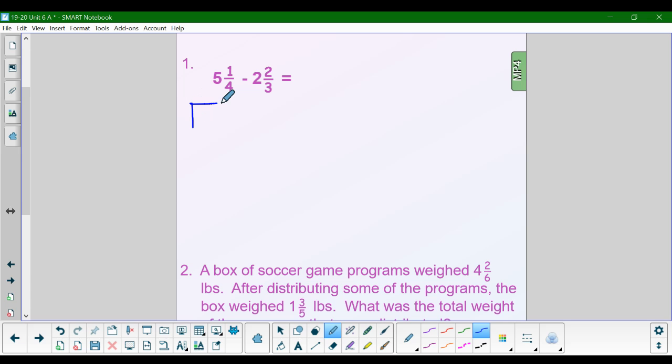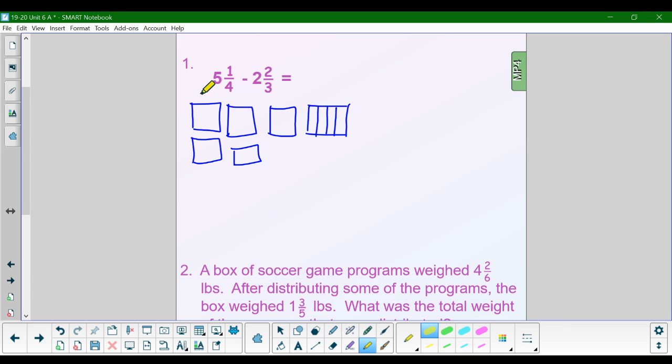So I need to draw 5 boxes to represent my 5 wholes. And then I need one box that's going to represent my fraction. So it's 1/4. So my last one, I'm going to go ahead and divide. And then we're going to shade in. So we have 5 wholes, which is the whole box. And as you're doing this, try to make them the same size. It's okay if they're not exactly. So there's my 5 wholes.